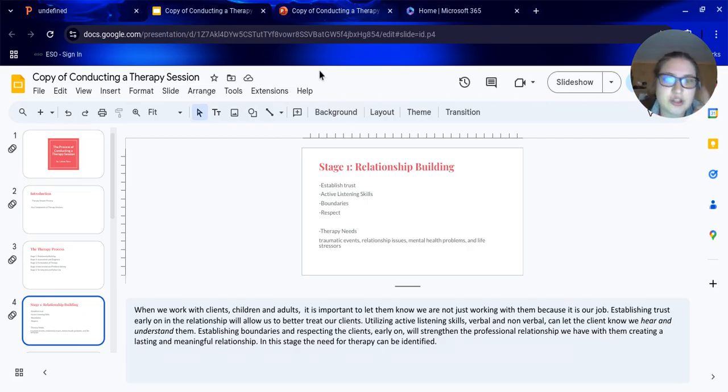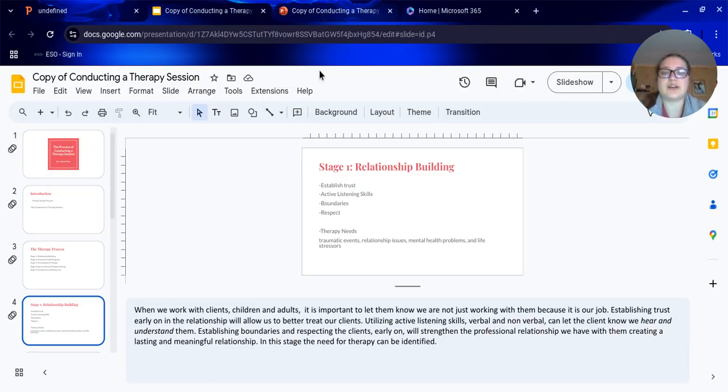Stage 1. Relationship building. When we work with clients, children, and adults, it's important to let them know that we are not just working with them because it's our job. Establishing trust early on in the relationship will allow us to better treat our clients. Utilizing active listening skills, verbal and nonverbal, can let the client know that we hear and understand them.